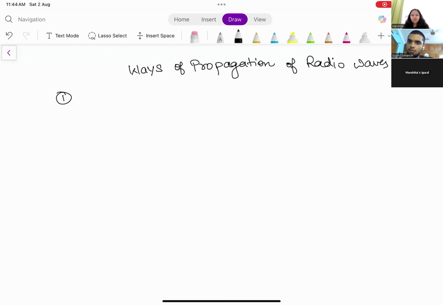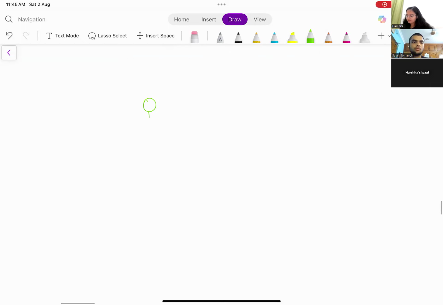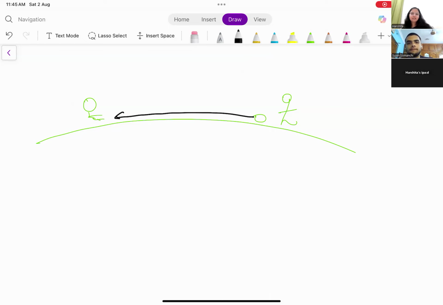So today we are going to understand the different ways of propagation of radio waves. Number one, there is a child, basically a toddler, who doesn't know how to walk. There's a child in your house and you want to play with the ball with him. How will you pass this ball? You'll just push it like this, right? To let this ball go to the smaller child.